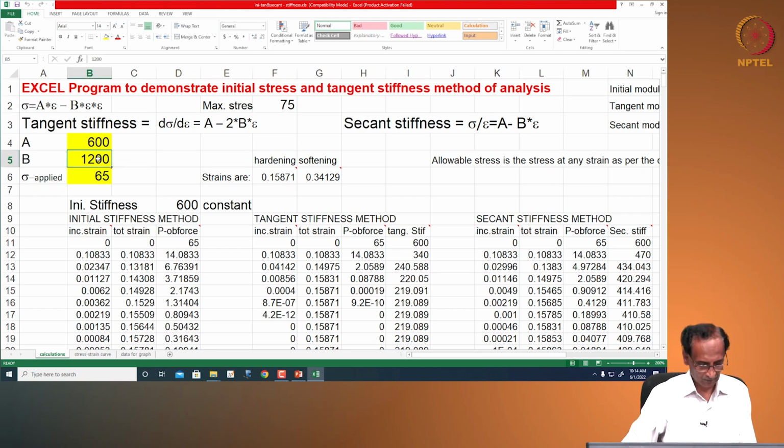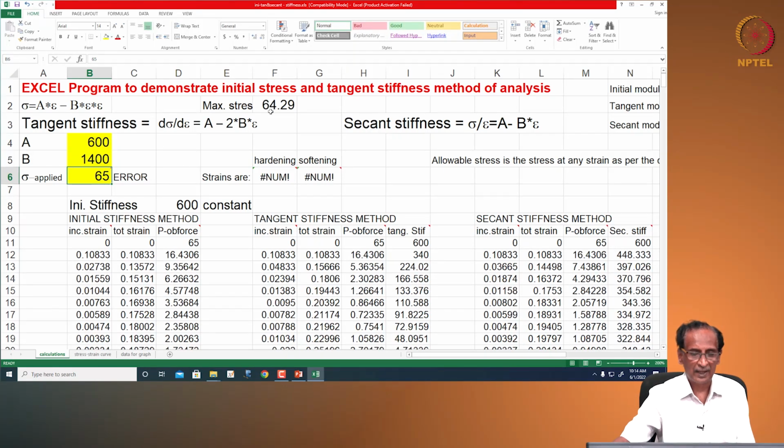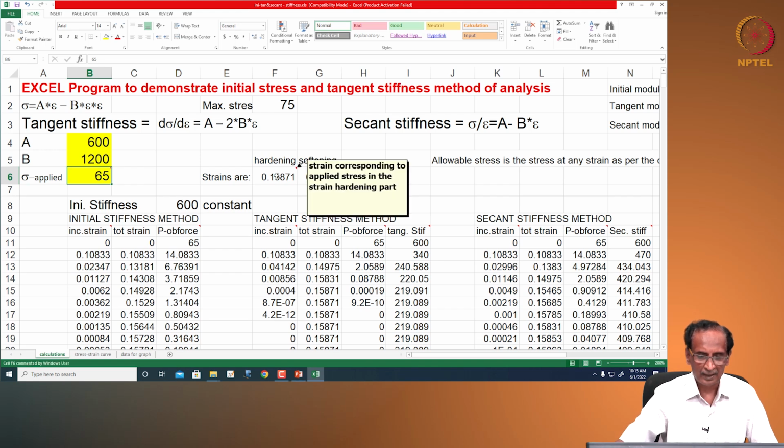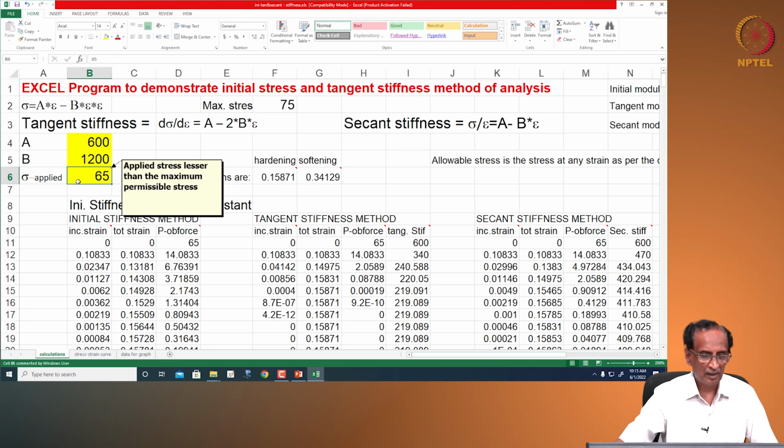Like, let's say if your B is 1400, your maximum stress that you can apply is 64, okay. So I am setting it back to 600 and 1200, and then the maximum stress that you can apply is 75, and the strain in the hardening part is 0.1587, and the strain during the softening part is 0.34.